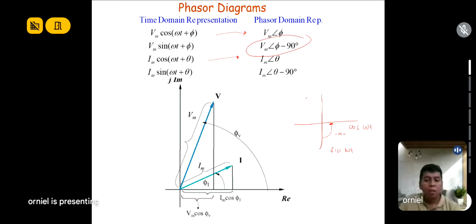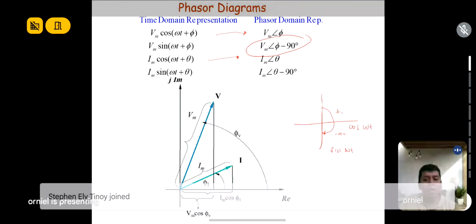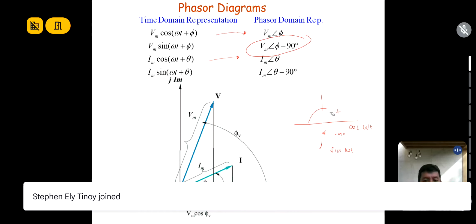Tanan nakaklay, negative tanan ang imo angle. Okay? Pero kung ang imong kuan is naka-clockwise, no? Naka-clockwise like this one, positive na tanan.